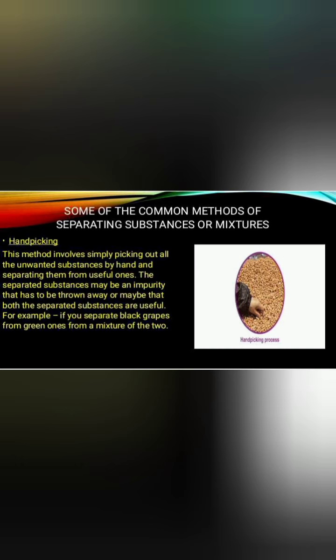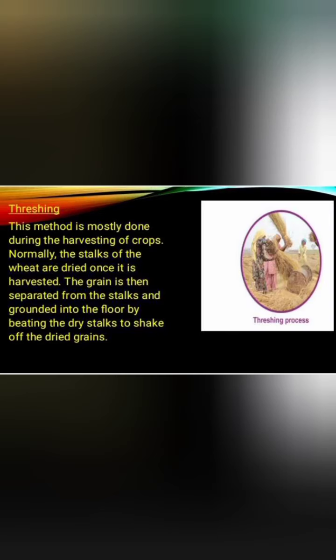Now, there are also some common methods of separating substances or mixtures. First one we have here is the hand picking process. It's very simple. This method involves simply picking out all the unwanted substances by hand and separating them from useful ones. The separated substances may be an impurity that has to be thrown away, or maybe both the separated substances are useful. For example, if you separate black grapes from green ones, from a mixture of the two. So it's very understandable. Next one is threshing.